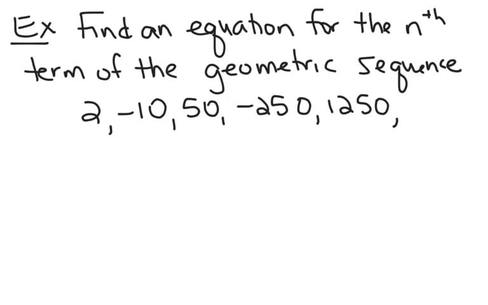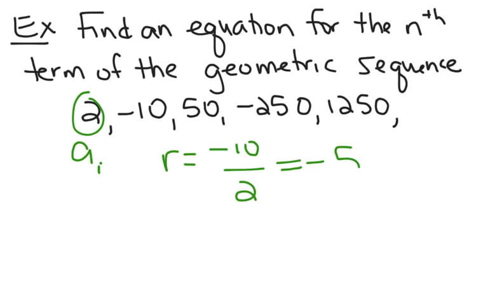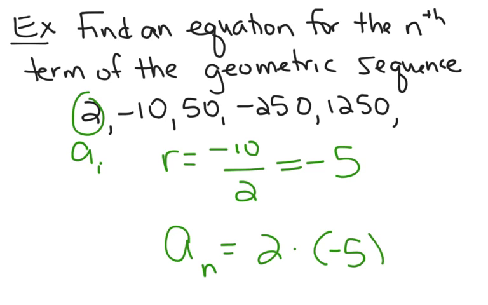Let's find an equation for the nth term of the geometric sequence 2, negative 10, 50, negative 250, 1250. So to write the nth term, you need to know 2 things. You need to know the first term and you need to know the common ratio. Well, I already know what the first term is. The common ratio you can find simply by doing the second term divided by the first term, which is negative 5. So the nth term is just 2 times negative 5 raised to the n minus 1 power.